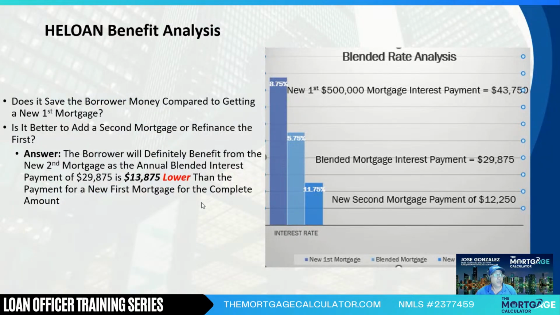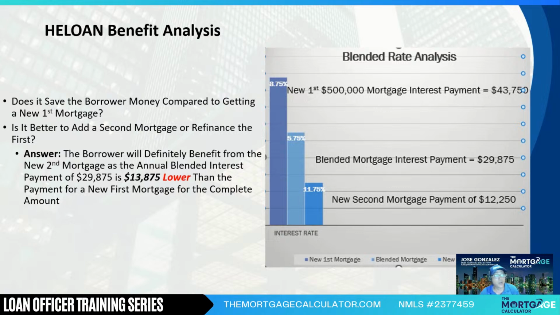So summing it all up here on our benefit analysis, right? This is some of the stuff that we would be presenting to our borrower to let them know this is really the way to go, right? So questions you would ask yourself, right? Does it save the borrower money? And this is what they're thinking. Does it save the borrower money compared to getting a new first mortgage? And is it better to add a second mortgage or refinance the first?